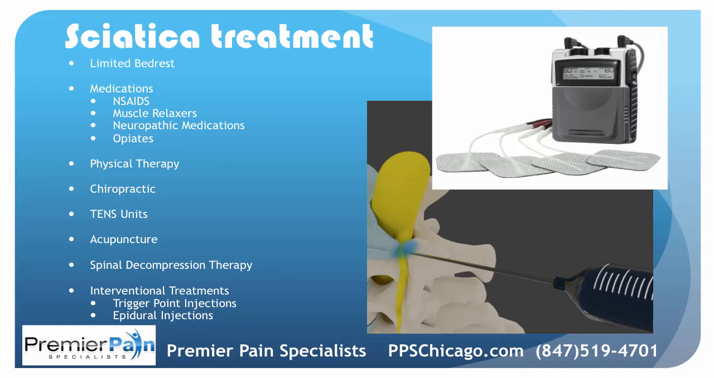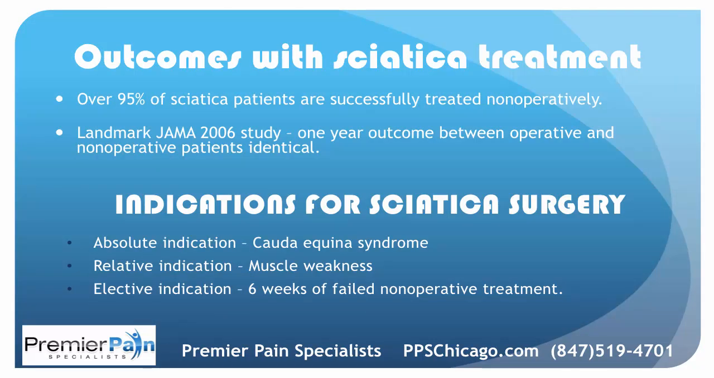And then interventional treatments such as trigger point injections to relieve spasms, and then epidural injections such as you see right here. Pinching of a disc on the nerve root with sciatica. This steroid injection soothes this area nicely. Well, the outcomes with sciatica treatment are that over 95% of sciatica patients are successfully treated without surgery. There was a landmark study in 2006, Journal of the American Medical Association, showing that the one-year outcome between operative and non-operative patients, totally identical.